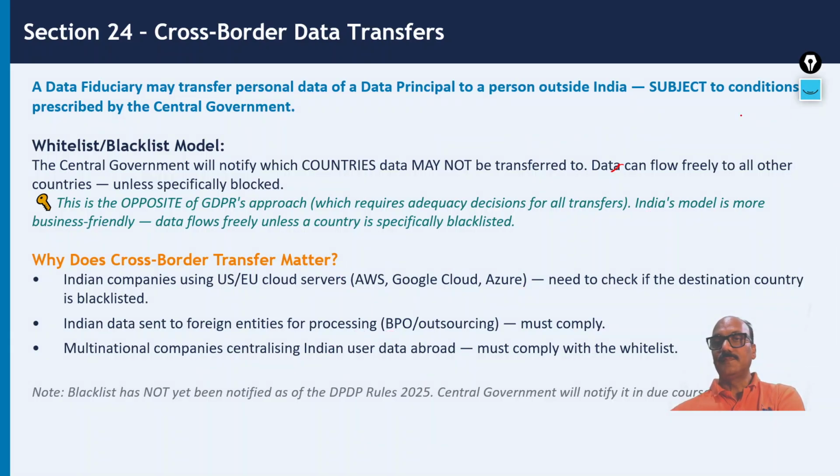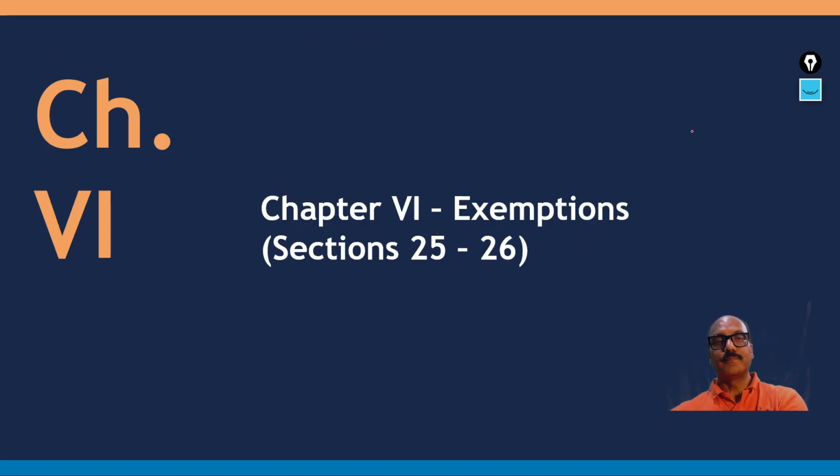Let's move to the next: exemptions. Exemptions is a very important chapter. From the point of view of the DPDP Act, exemptions means the entire Act is not applicable, as decided by the government. So there are situations where this needs to be done. We'll see those situations.